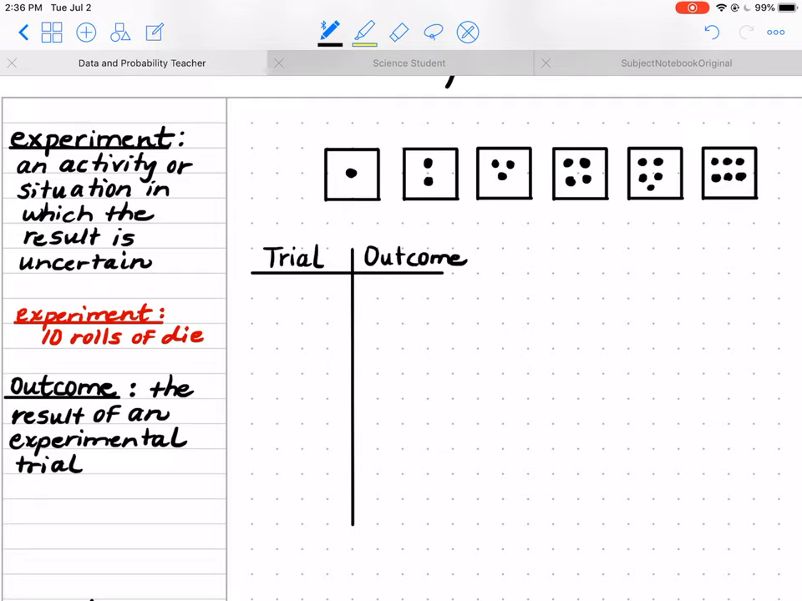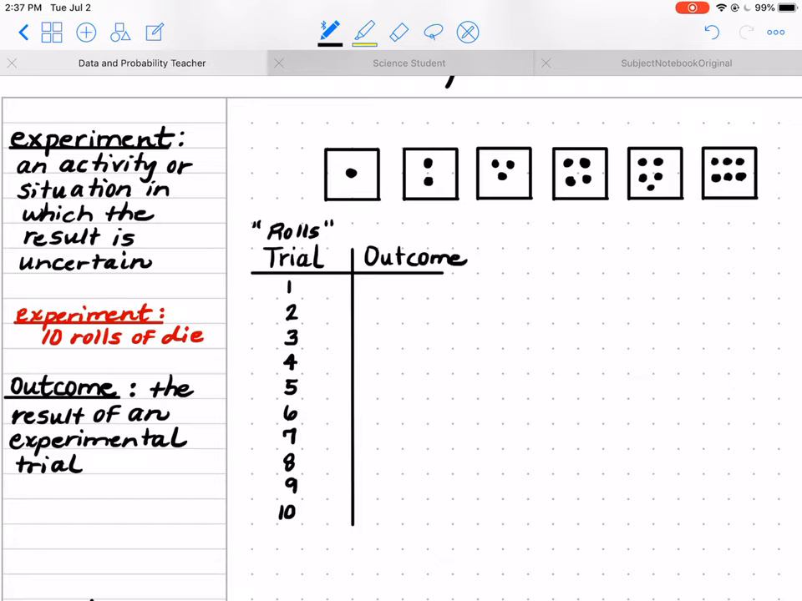So for this experiment, I'm going to roll the die 10 times. So I'm going to do 10 trials in this experiment. So those are my rolls. This is the roll in this case. If I were flipping coins, that would be the flips. If I were drawing marbles out of a bag, that would be drawing. So whatever you're doing is the trial.